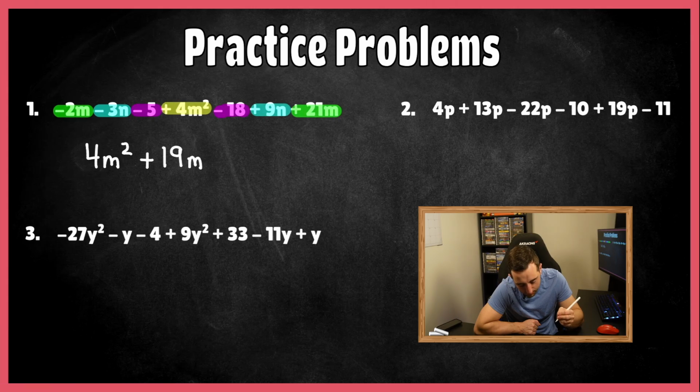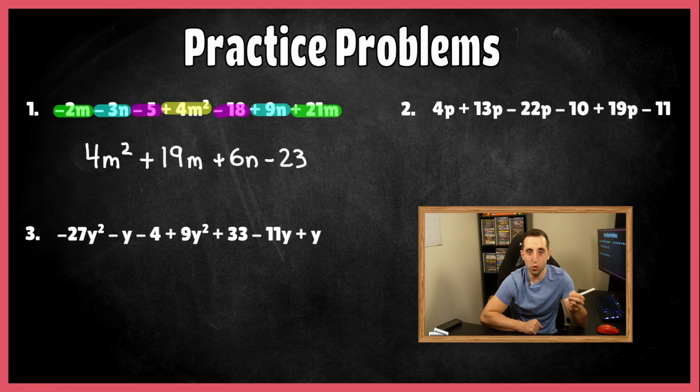Then let's combine our n's. So negative 3 plus 9 is going to give us plus 6n. And finally, we have our constants. Negative 5 minus 18 is going to give us a minus 23 for our fully simplified expression for number 1. So hopefully you're 1 for 1 and got 4m squared plus 19m plus 6n minus 23, and you're 1 for 1 going into number 2.